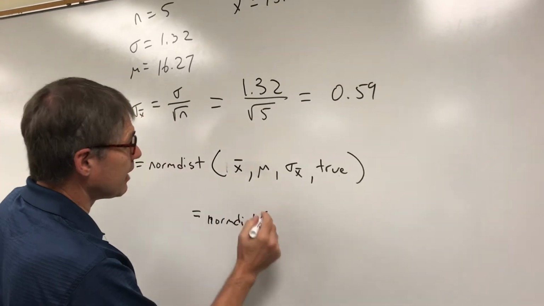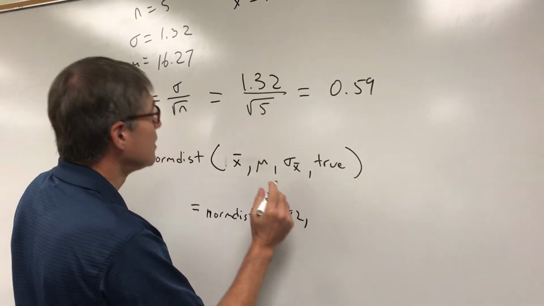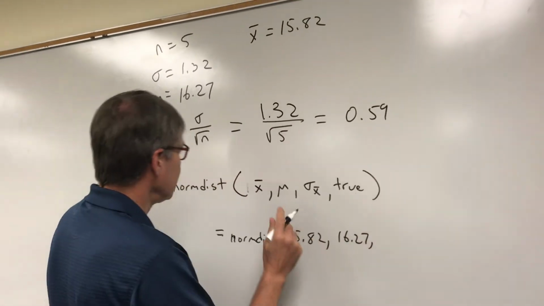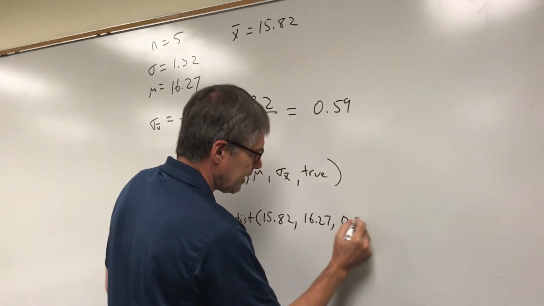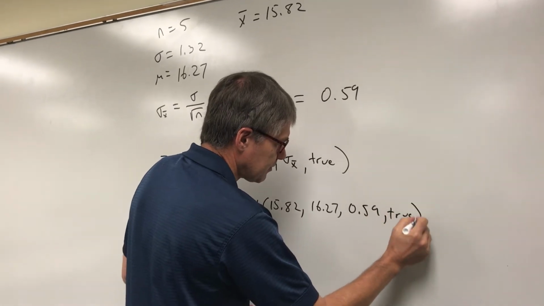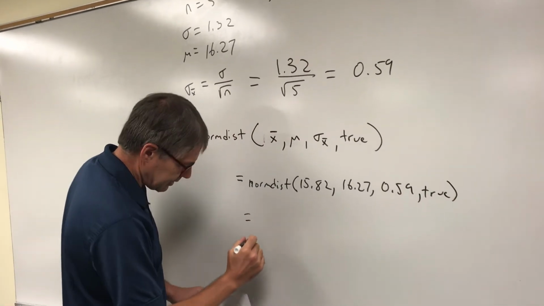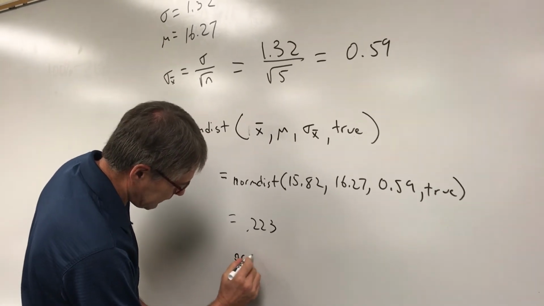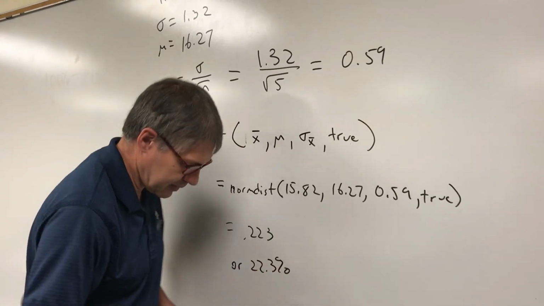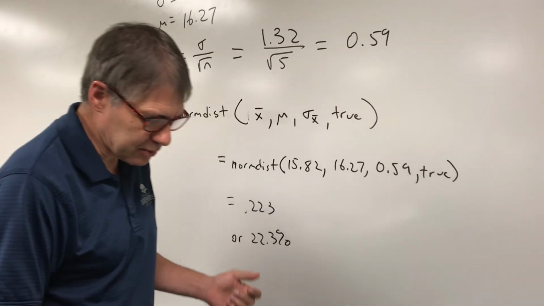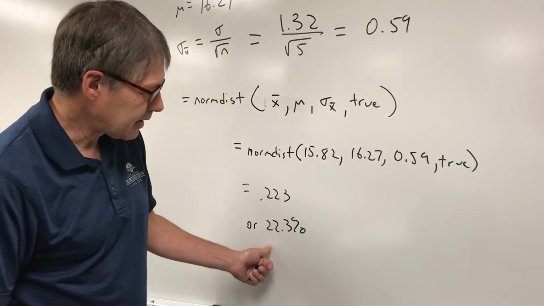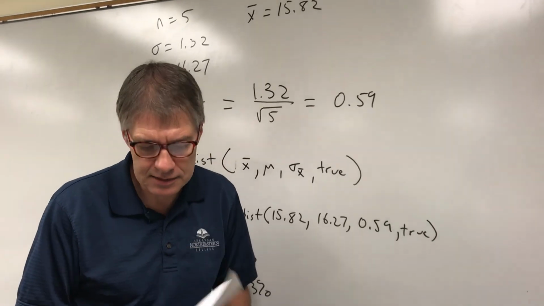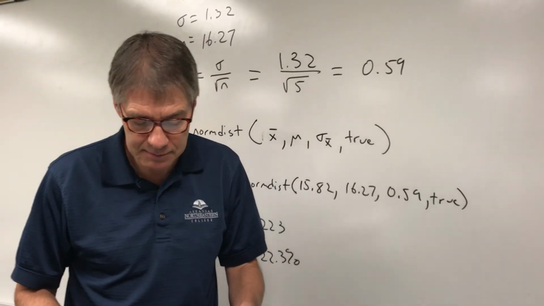And that'd be X bar would be 15.82. My historic average is 16.27. My new standard deviation is 0.59. Again, true. And I'll kick back 0.223 or 22.3%. What that tells me is that I have a 22.3% probability of getting a 15.82 just by random chance. So it's about a 1 in 4 chance. So it's tough to make the call that says, yeah, this really did make a change.